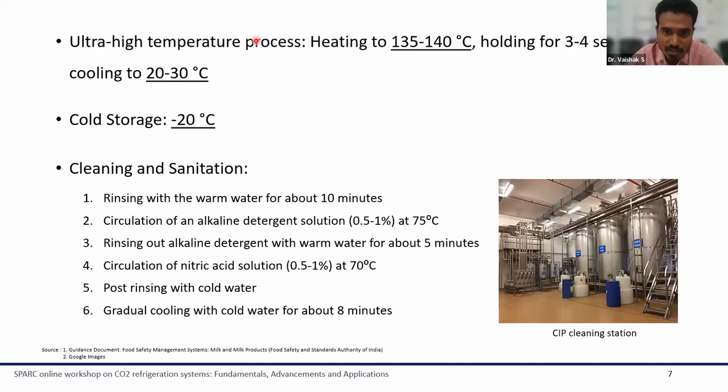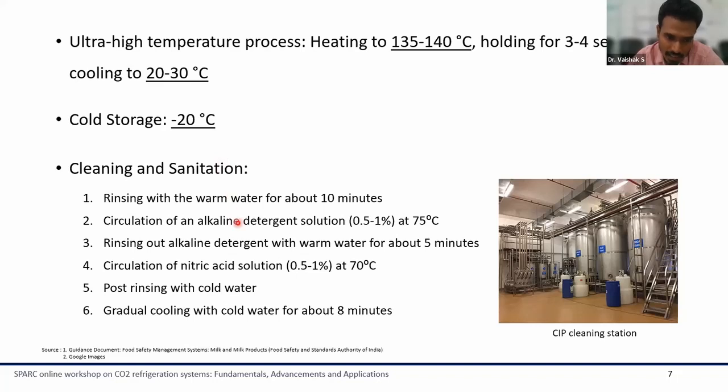Now, after one batch of production, all the equipment in that production line has to be cleaned and sanitized. There is a standard specification given by the Food Safety and Standards Authority of India. This is the minimum specification, and it can vary according to the processing industry.